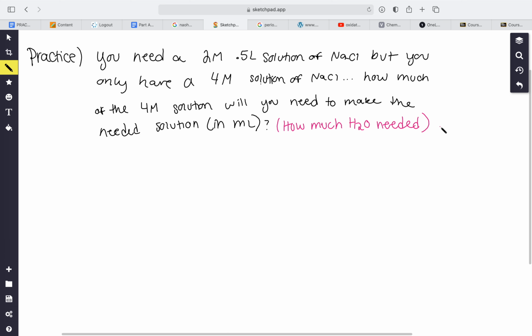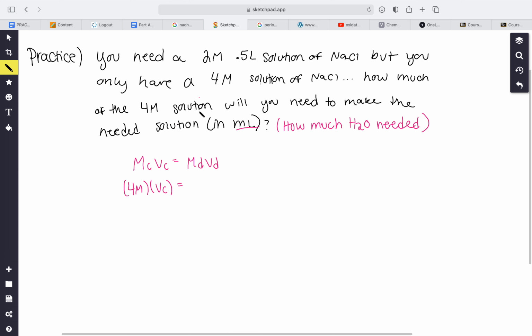Okay, so we have this, and that. We want this in milliliters. I'm just going to underline that just so that we know at the end we want it in milliliters. So we're going to use the same equation that we have been using: MC VC is equal to MD VD. So the concentrate, we need that, so that's not the concentrate. So we have this 4 molarity solution. So we're going to write 4 molarity, VC is equal to MD VD.